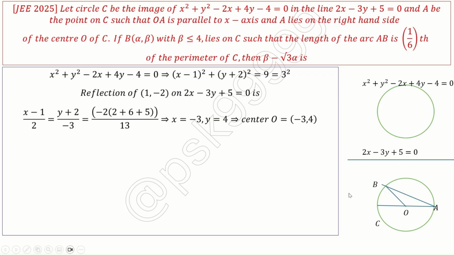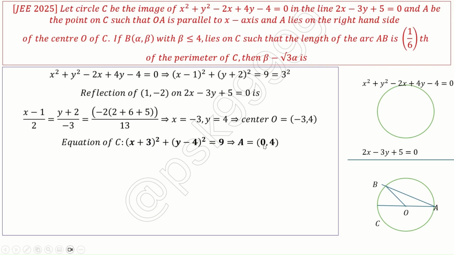So center O is nothing but (minus 3, 4). Now, the equation of circle C is (x plus 3) whole square plus (y minus 4) whole square equal to 9. Now, what is A? A is at distance R from O, correct? It is on the same horizontal line, that's what is given, right? OA is parallel to the x-axis.